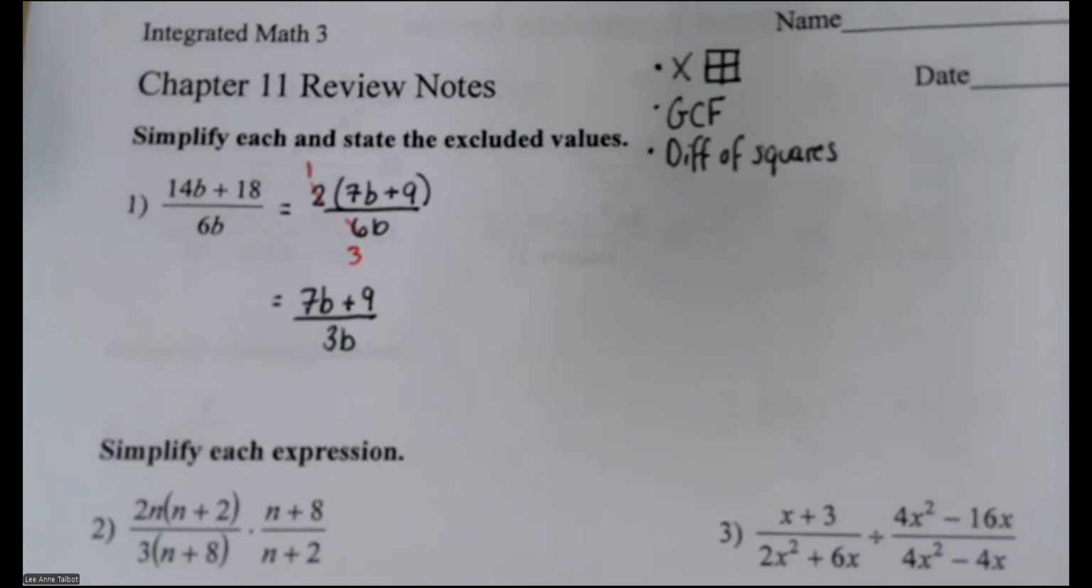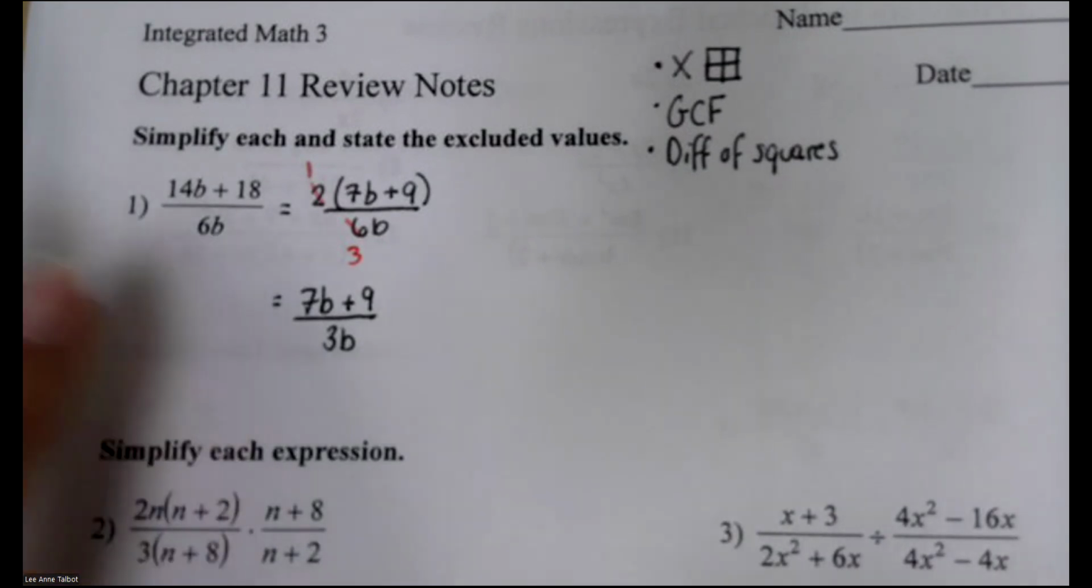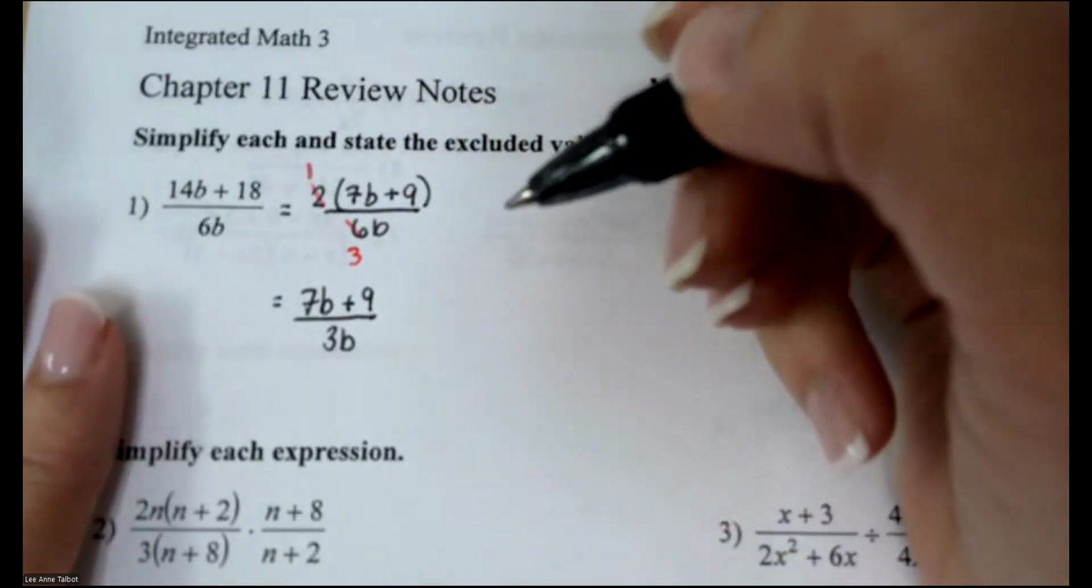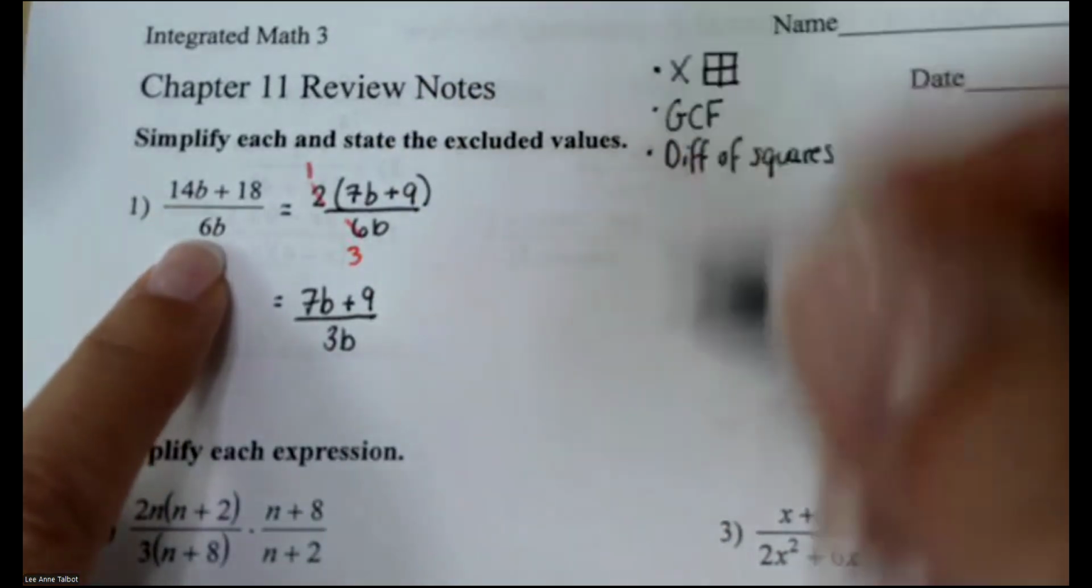And I still saw some people crossing things out after this point. This is the end because now it's addition. There's nothing more you can do. You have to leave it. But this is good for notes. It's really tempting to go like this. No, can't do it. Okay, now excluded values.